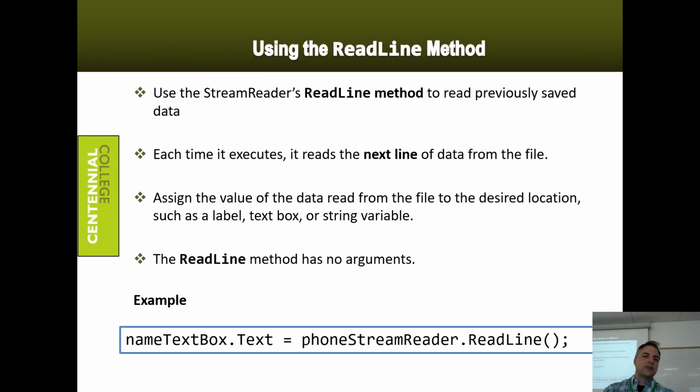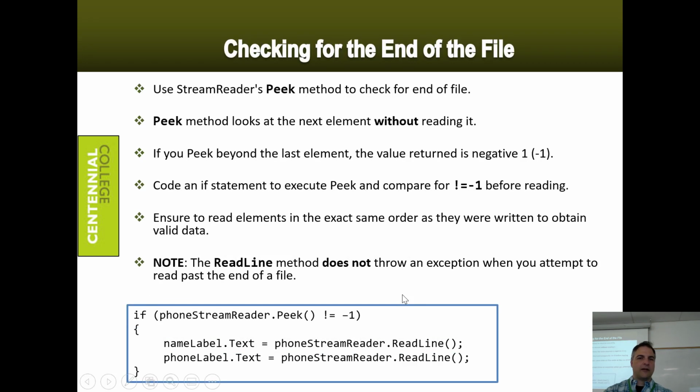So we have a try catch. We're going to do these read lines. We're going to use the readLine method to read data from the file into some kind of text container, like we talked about, or string container. And then if we're going to do this in a loop, we would use the peek method to see if we're at the end of the file. If it's not equal to -1, that means we have more stuff to read, then we can read more things in.